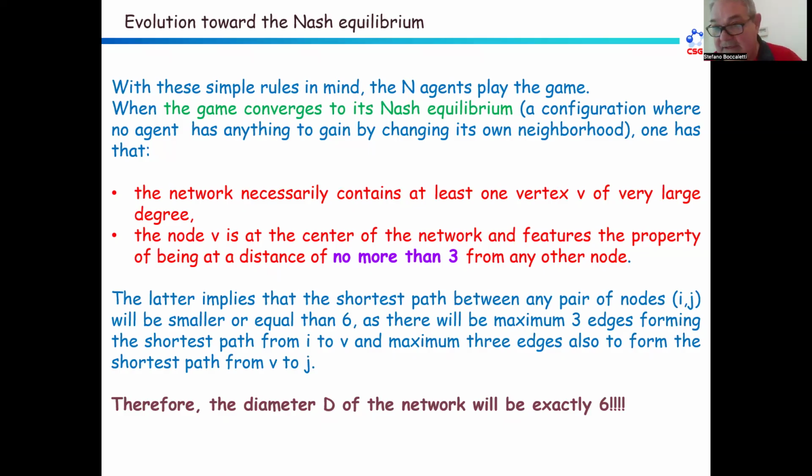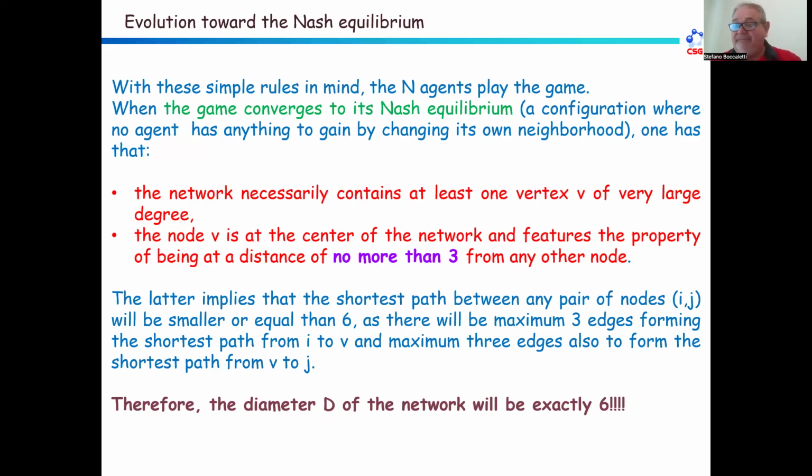What is the Nash equilibrium? The Nash equilibrium is a configuration which is stable, which cannot change, because in this configuration no agent has anything to gain by changing the neighborhood. So it's a configuration in which you cannot change anymore, because any change you make always generates more costs than benefit. If you want, it is a situation in which each node found its optimal neighborhood given the choices of all the others.